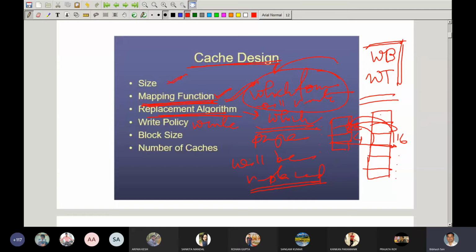Mapping function indicates which page will be loaded in which location of the cache. Is it clear? Which page from the main memory will be loaded? Obviously those pages which are required for my calculation, which are demanded by the CPU. That is the obvious point. But in which location of the cache it will be loaded, that depends upon the mapping function.